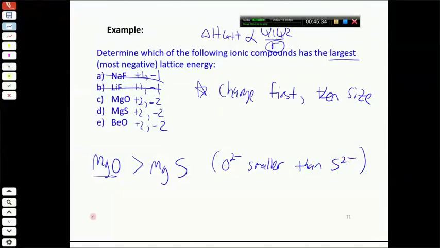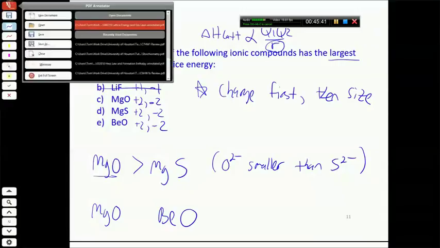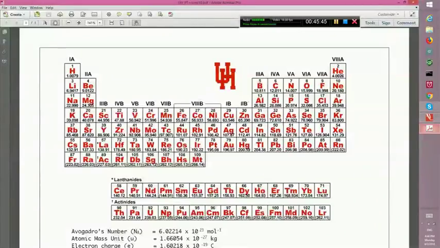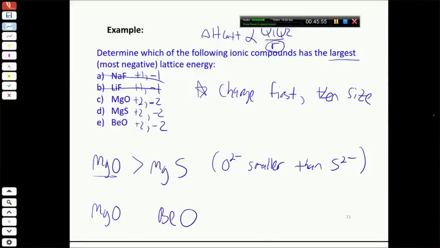And then if we compare the last two, magnesium oxide with beryllium oxide, they have the same anion in this case, but different cations. And so if we compare beryllium to magnesium, beryllium is above magnesium, so beryllium is going to be the smaller cation, which means that beryllium and oxygen get closer together. So we're comparing ionic radii here, which is basically the determination of how close they're going to be together. And so beryllium oxide has a smaller radius.